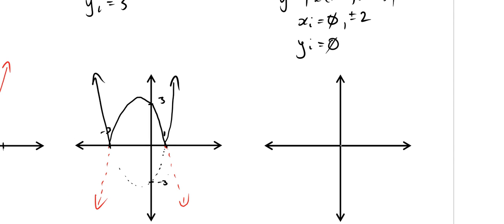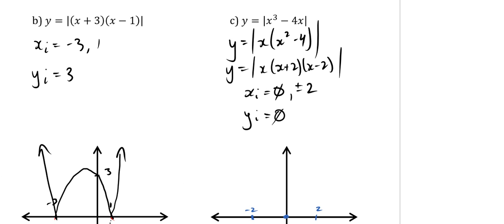So, I've got 0 and positive and negative 2. So notice our sketches, we're labeling the x-intercepts and y-intercepts. That's always important. We're stating the x-intercepts and y-intercepts before we do the sketch. That's important.